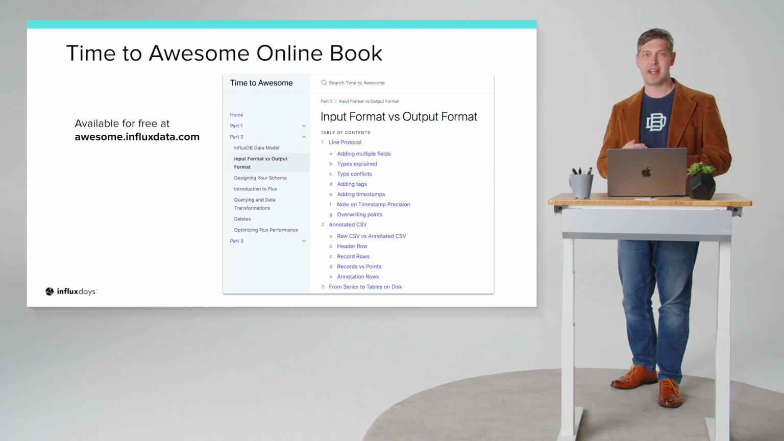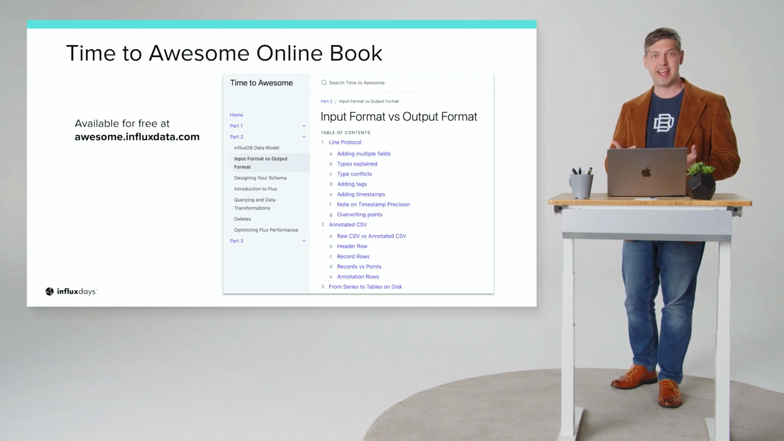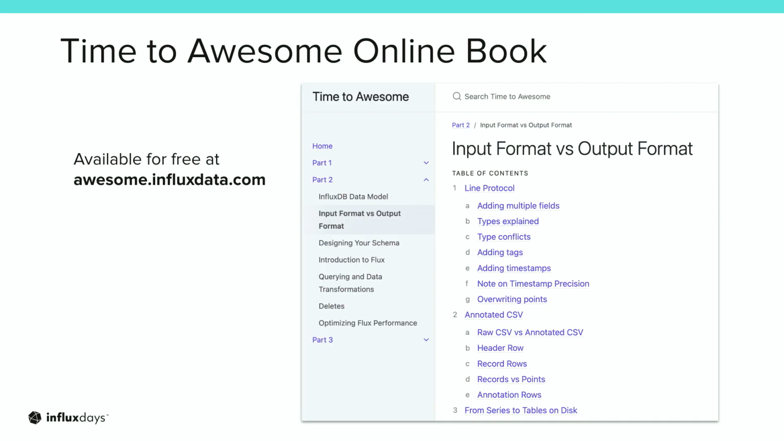Also, check out our Time to Awesome book. That's at awesome.influxdata.com. This was written by my teammates Rick Spencer and Anais, who I was mentioning earlier. This book dives a lot more into things like the data schemas, proper ways to set up your schema for optimal performance. It'll cover more about columnar data versus row-based data you might be familiar with, and it'll talk more about table streams and how they're coming out of the database and how you can work with them better.